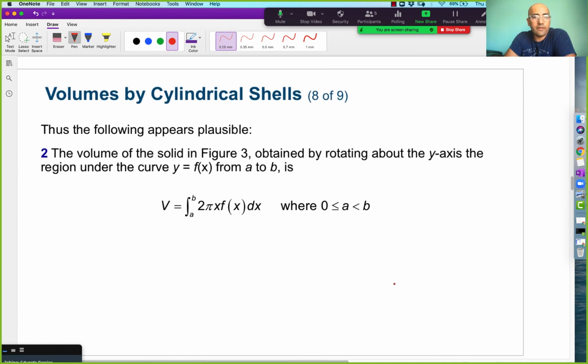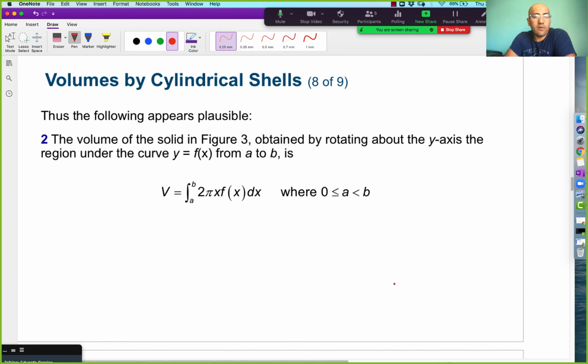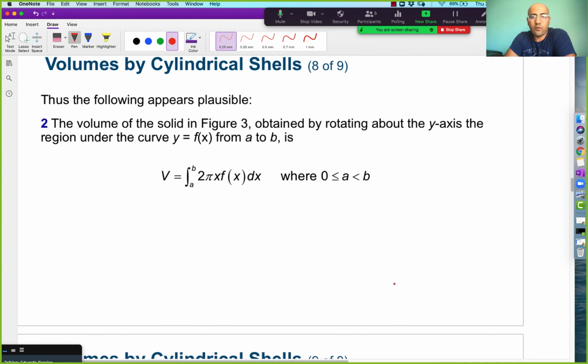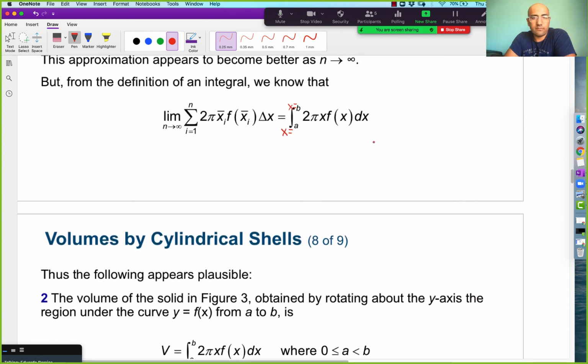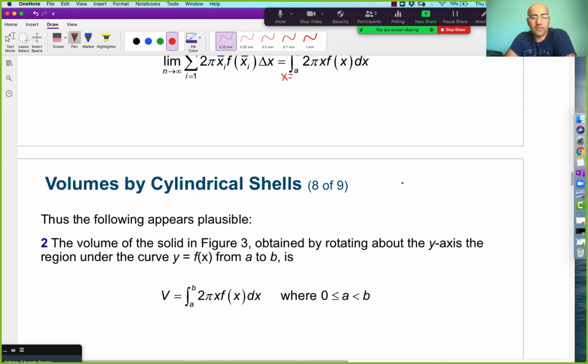Okay, thus the following appears plausible. The volume of a solid in figure 3, obtained by rotating about the y-axis the region under the curve f of x from a to b, is equal to this. So it's just repeating this. The volume of the shape is equal to this.